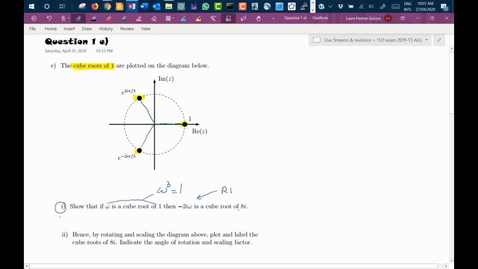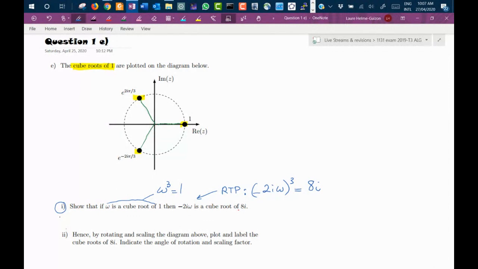Again, if it helps you, you can write what the goal is. What's required to prove, RTP means required to prove, is that it's a cube root. And the definition of something being a cube root is when you raise the thing to the power of 3, you get, well, a cube root of 8i. So when you raise it to the power of 3, you get 8i.